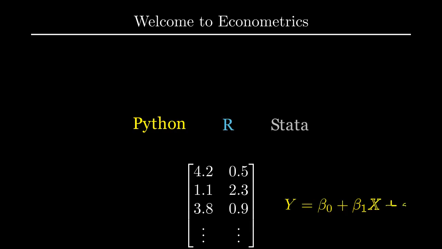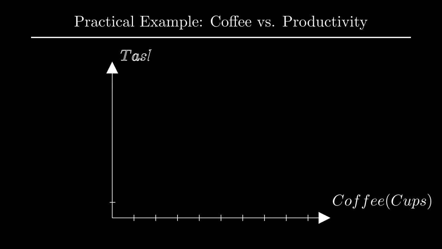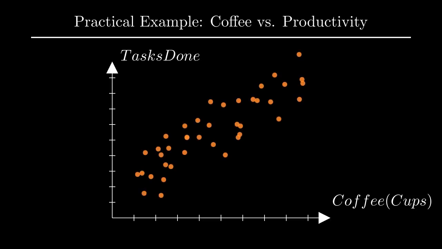Let's start with a practical example. Imagine you are investigating the relationship between daily coffee consumption and work productivity. You collect data from 100 professionals. You expect that as coffee intake increases, productivity, measured by tasks completed, also goes up. This is our hypothesis. When we run our ordinary least squares regression, or OLS, the software spits out a table.